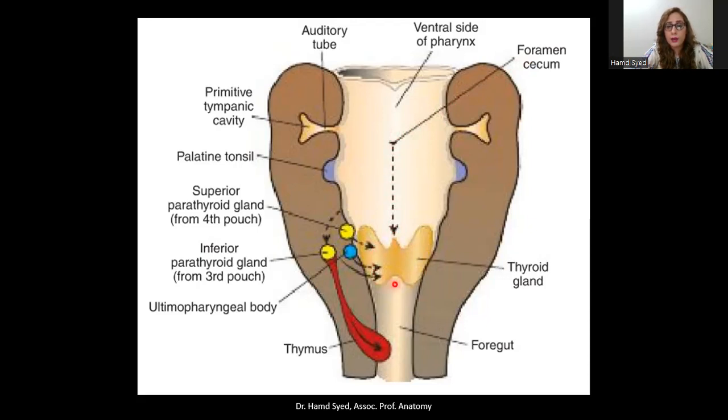Eventually, the thyroid gland settles down in front of the upper part of the trachea in the 7th week of development. Okay, so that is the development of the thyroid gland. Its communication with the foramen cecum or point of origin is by a duct known as thyroglossal duct. This is a temporary structure. Eventually, it disappears.